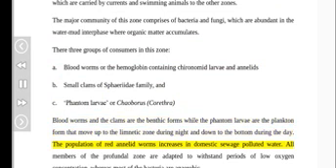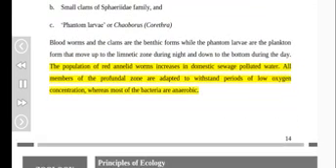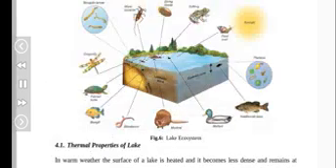The population of red annelid worms increases in domestic sewage-polluted water. All members of the profundal zone are adapted to withstand periods of low oxygen concentration, whereas most of the bacteria are anaerobic.